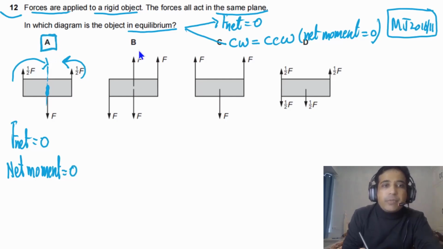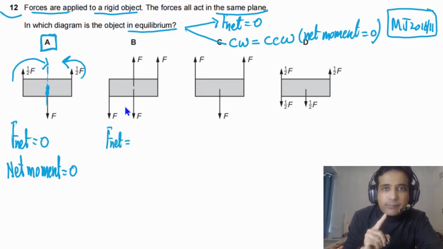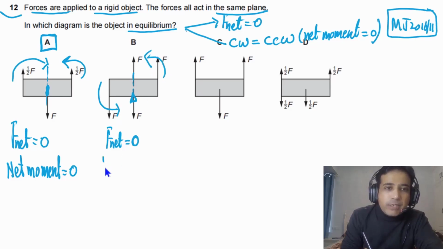Now let's check option B, why B is not the answer. First thing, we look at net force in this case. We have 2F acting down, 2F acting vertically up, and there is no force along the horizontal. So the net force in any direction is equal to 0. But if you look at net moment, let's say we take our pivot point here. The moment due to these forces will be 0, and the moment due to this one will be anti-clockwise, and the moment due to this one also will be anti-clockwise. So the net moment will not be equal to 0. So this is not in static equilibrium.